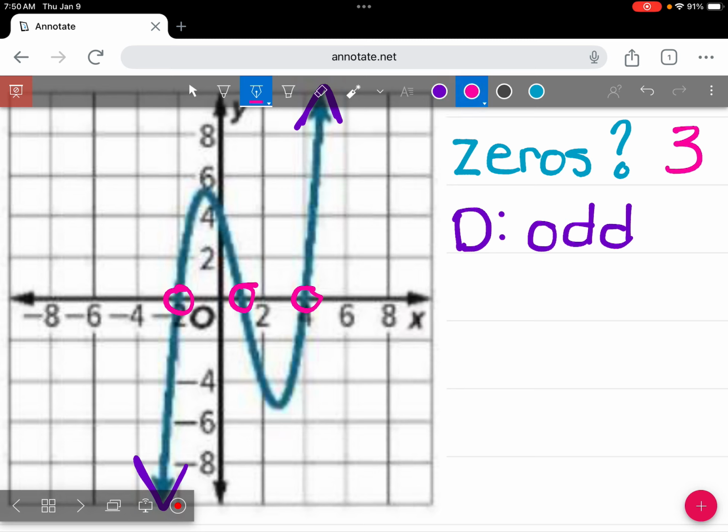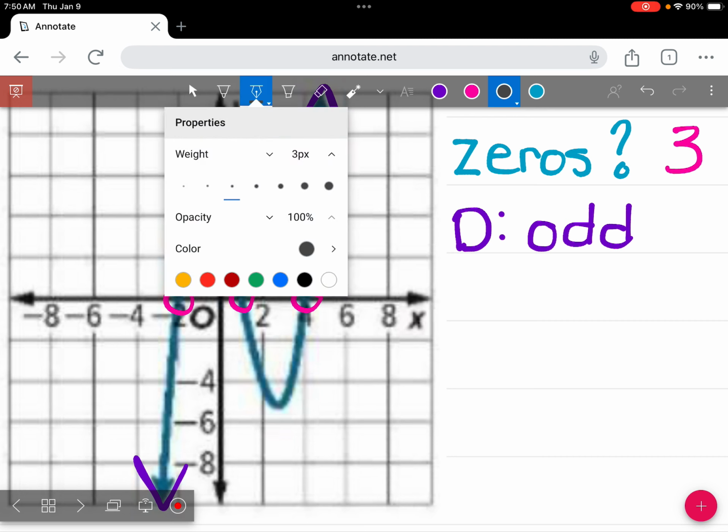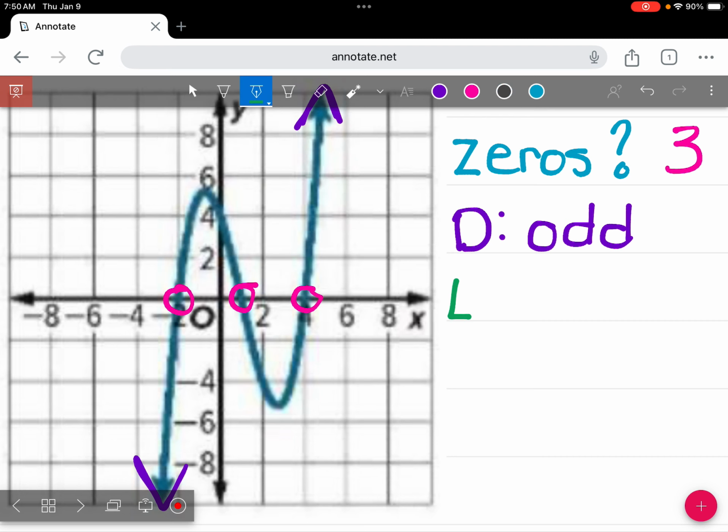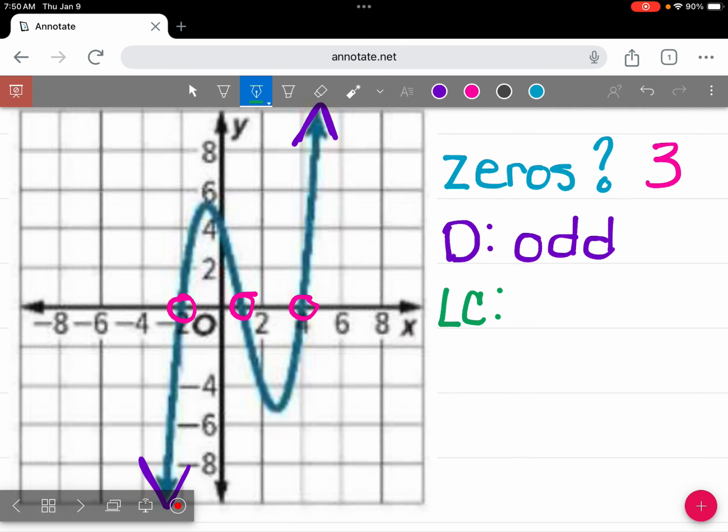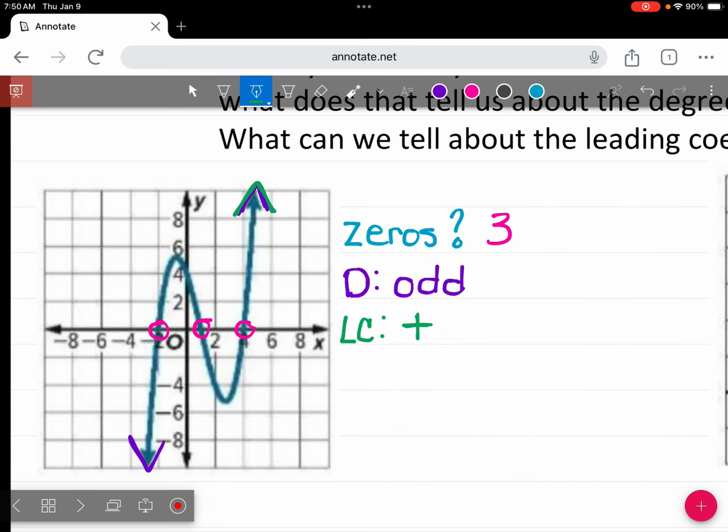What do we know about our leading coefficient? Is it going to be positive or negative? What do you think? Remember, our right arrow always matches the sign. It's going to be positive. Because our right arrow points up, our leading coefficient is going to be positive. Okay.